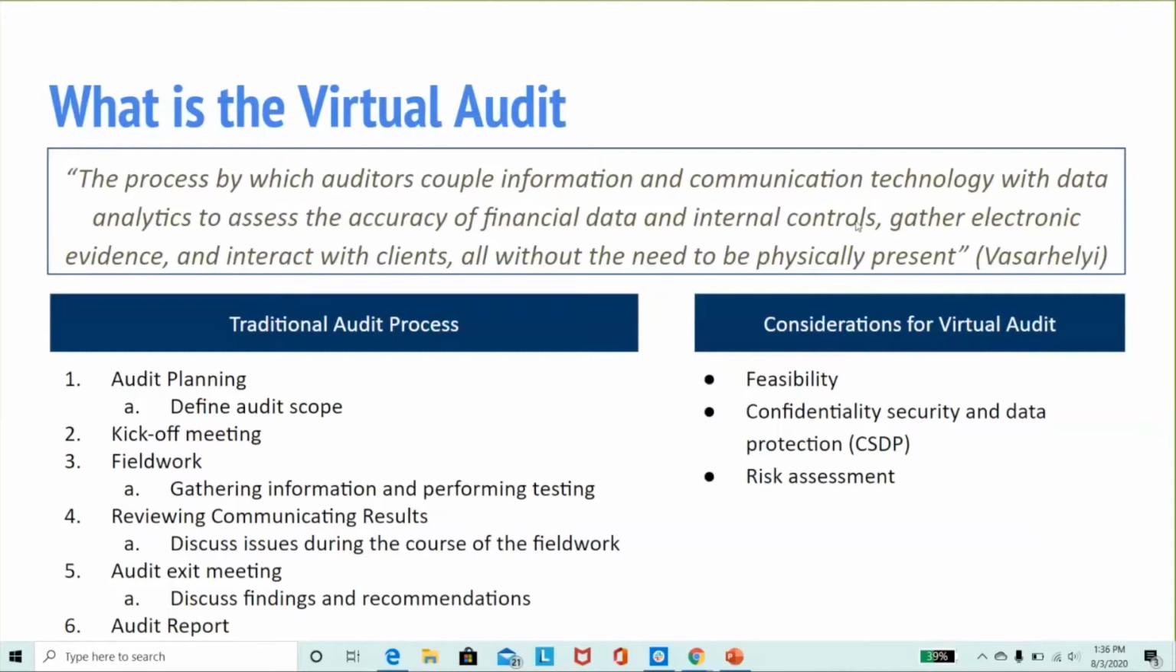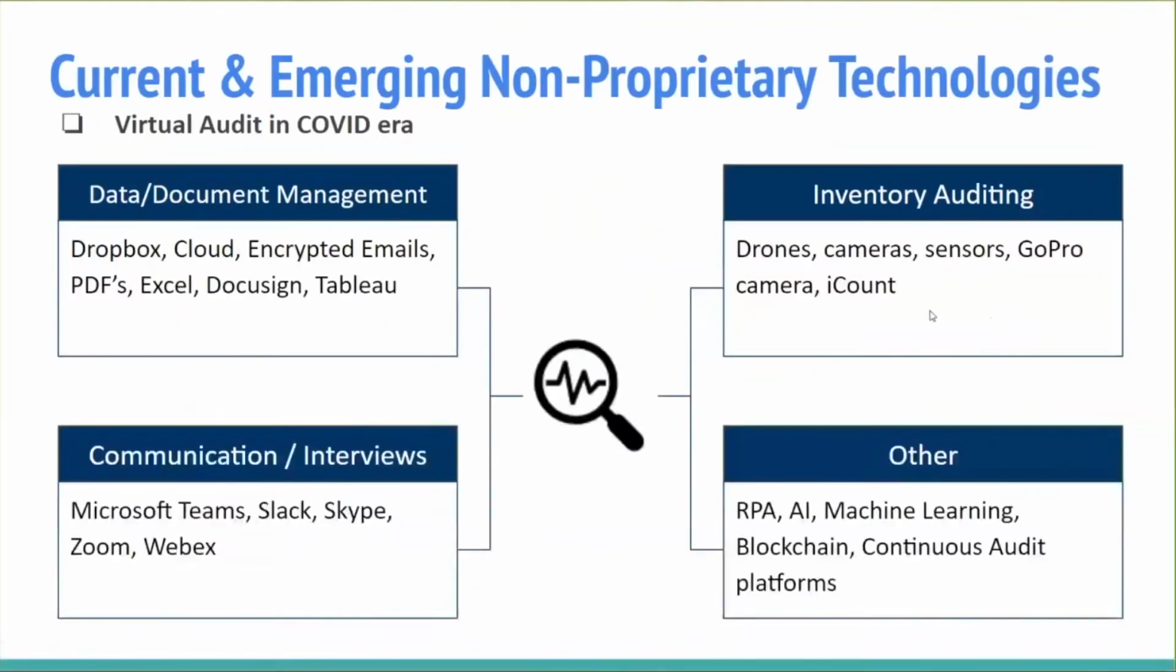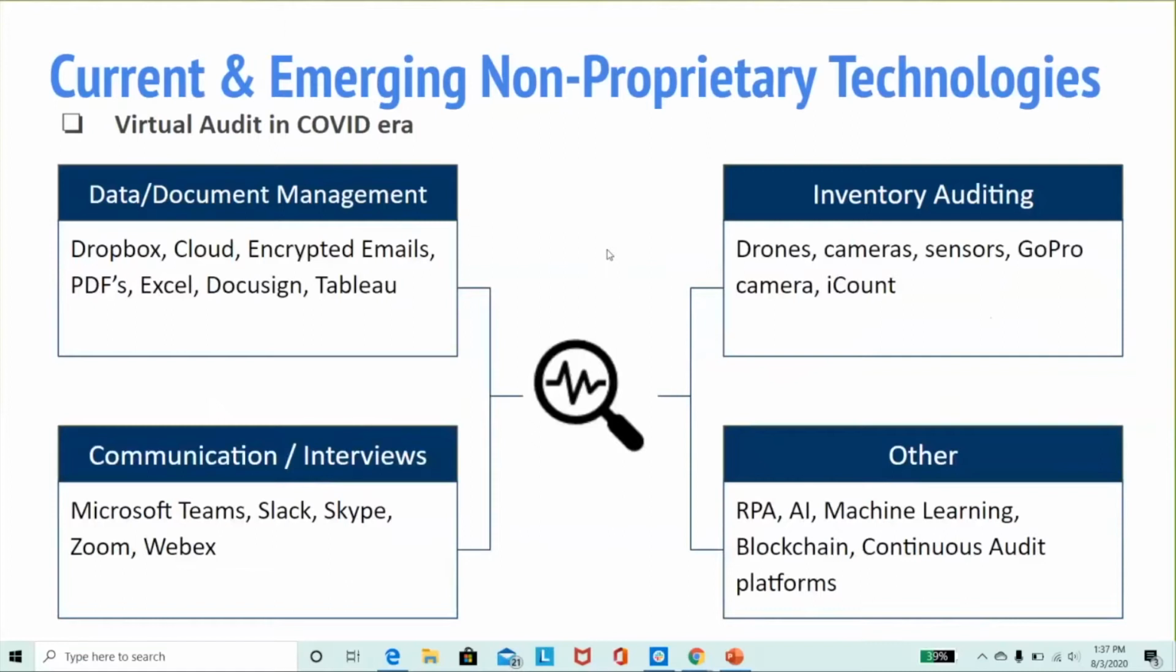So we're going to get into some of the technologies right here. They're basically coupled into 4 general categories. You have data and document management technologies like Dropbox, Cloud, PDFs, Excel, etc. Then you have inventory auditing, ways to measure and count inventory. You use drones, cameras, sensors, GoPros, and iCount, which we'll get into later. Then you have communication interview tech, which is Microsoft Teams, Slack, Zoom. And then you have this other category, which we spent a lot of time on in the class, such as RPA, artificial intelligence, machine learning, blockchain, and continuous audit platforms.